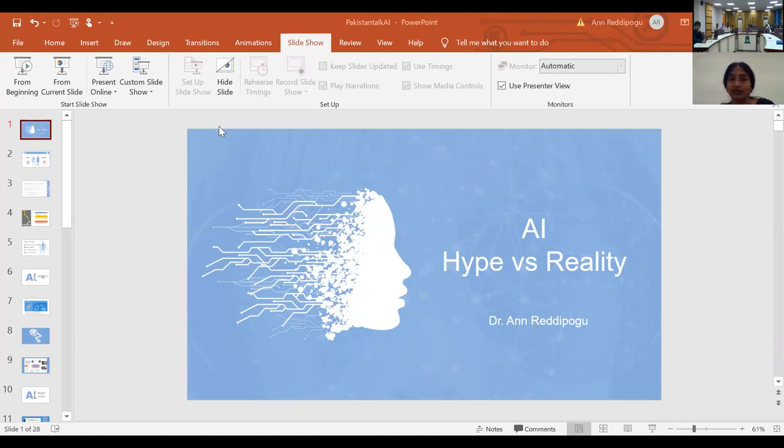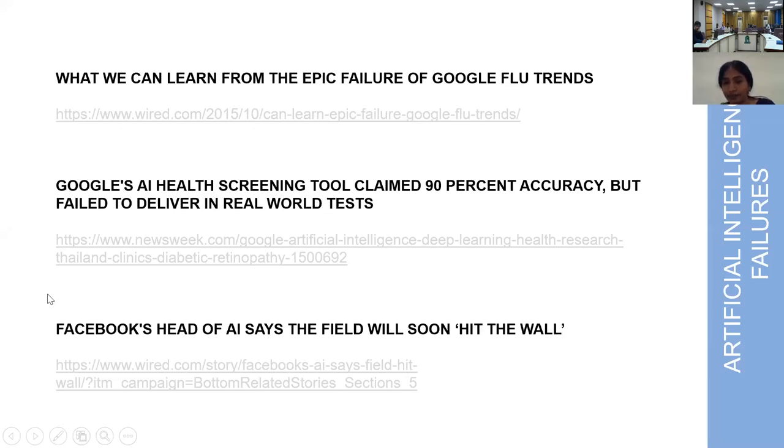And then you have Facebook's head of AI saying that this field will soon hit the wall. He's basically saying that we are going to end up with a complete block in terms of progress in this field. So such a promising time for AI, and there are so many people coming into it. What's happening in this field, and why does this pessimism exist?